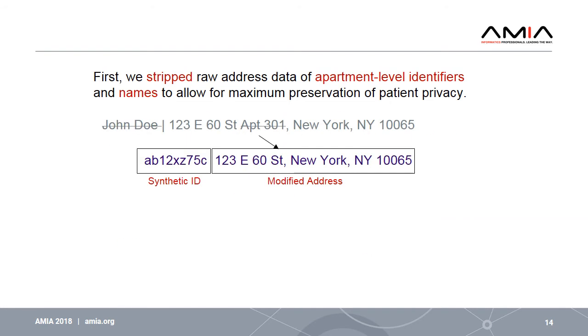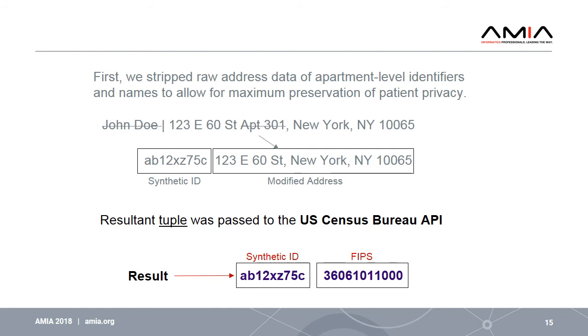For instance, first, we strip raw address data of apartment-level identifiers and names to allow for maximum preservation of patient privacy. Next, we join the synthetic ID with a modified address to create a tuple, and we pass that tuple to the U.S. Census Bureau API. And the result was the original synthetic ID along with the 11-digit FIPS code for census tracts.